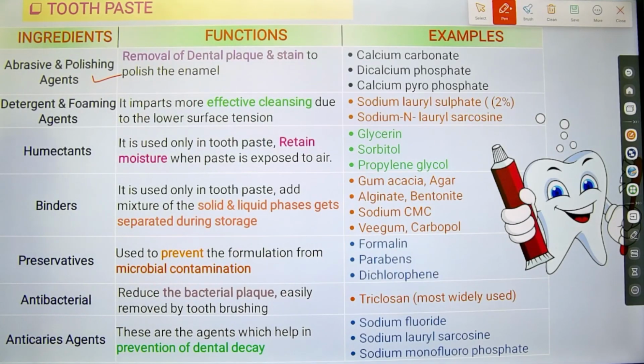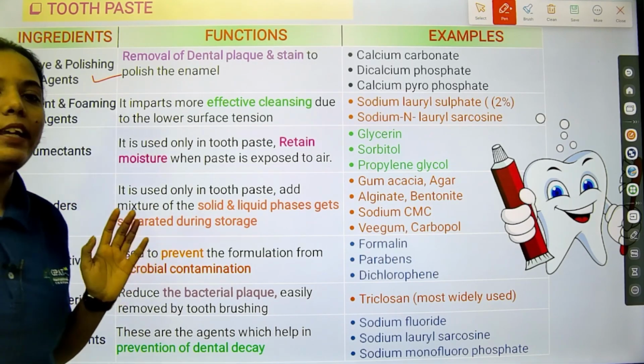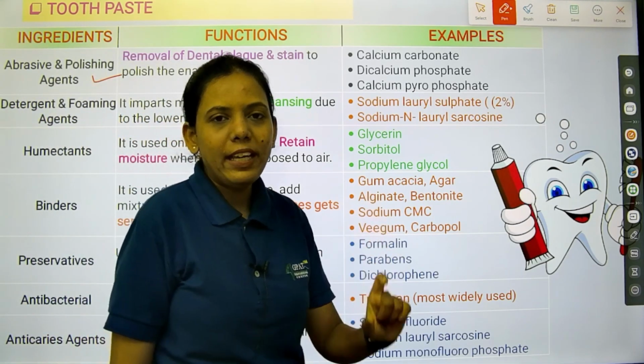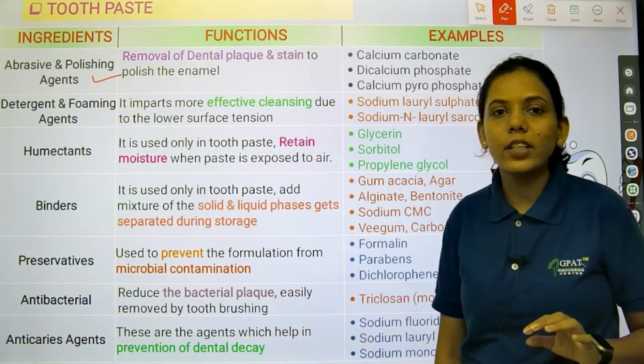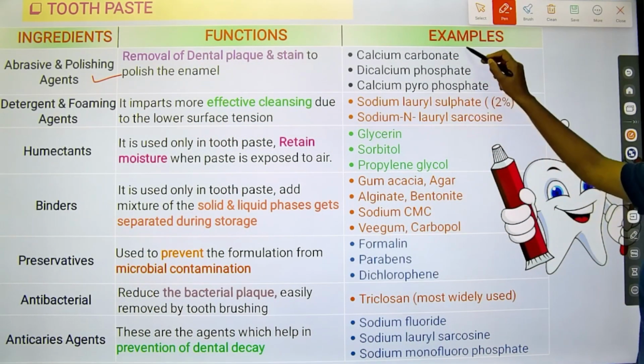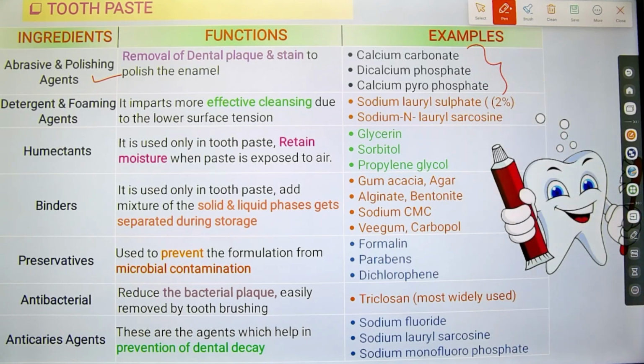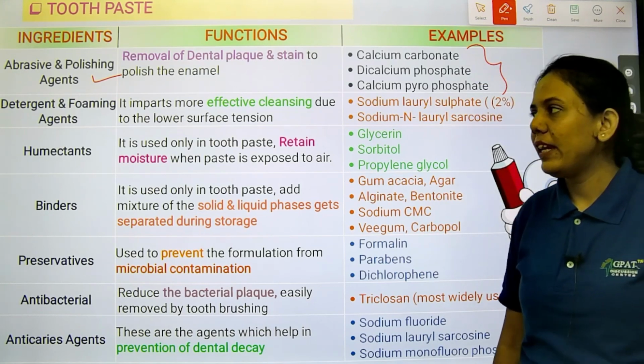So the examples, to clean the teeth, we have certain kind of abrasive and the polishing agent. Examples are the calcium containing compounds. Okay, remember, to clean the surface of the teeth, that is enamel, we have the calcium containing compound, that is calcium carbonate, dicalcium phosphate, and calcium pyrophosphate. Okay, so this is main ingredient.